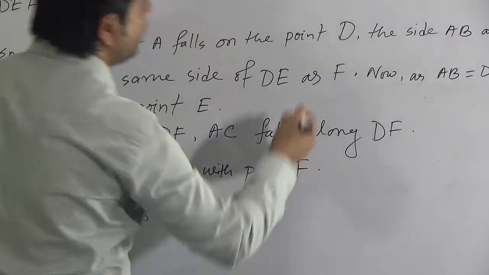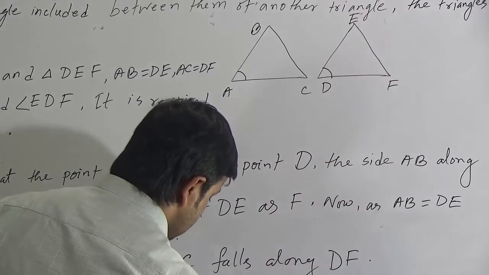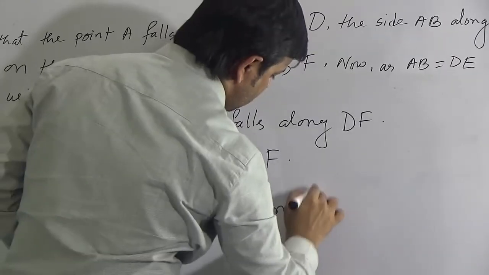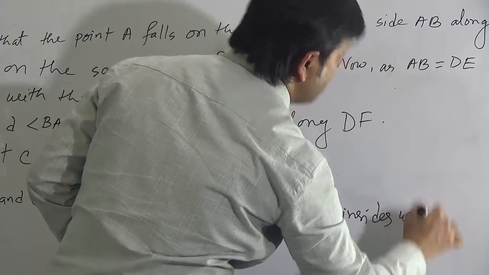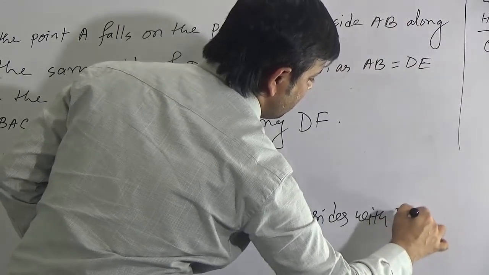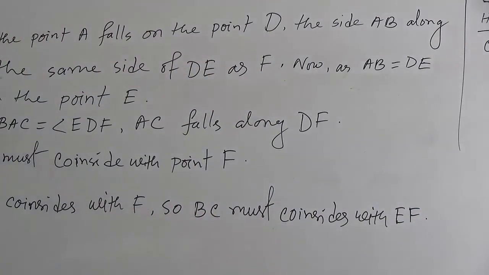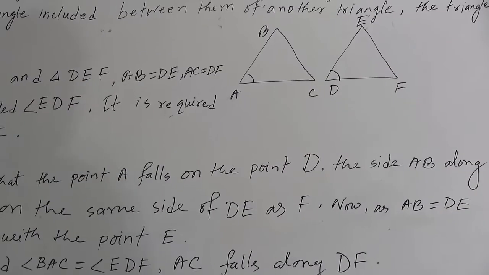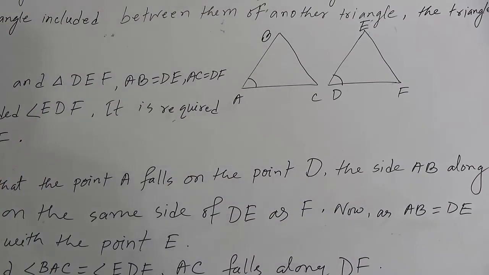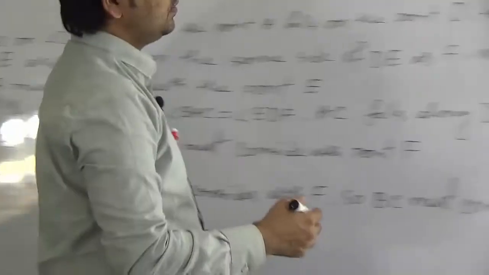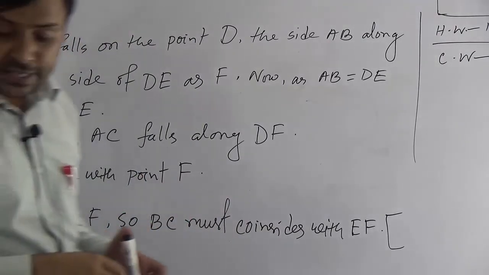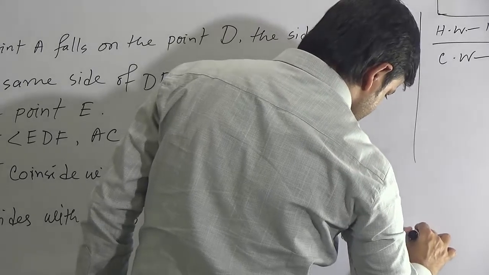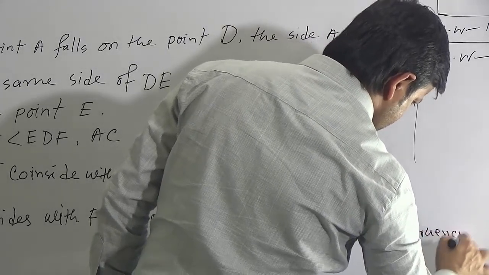So BC must coincide with EF. BC must coincide with EF. Hence, how can we say this? Can we say from congruency of line segments or congruency of sides? Congruency of sides.